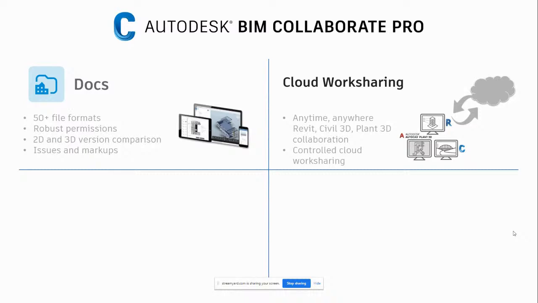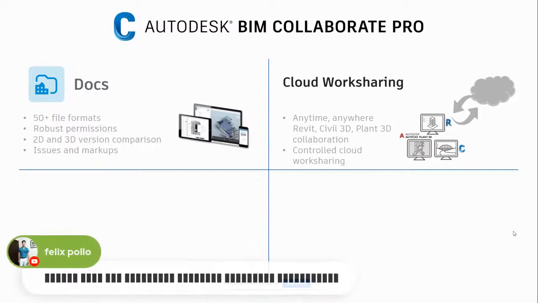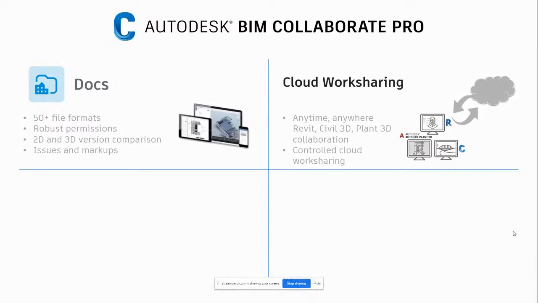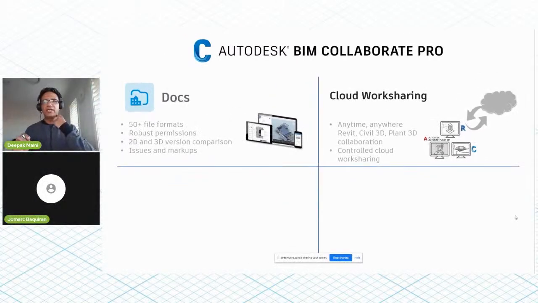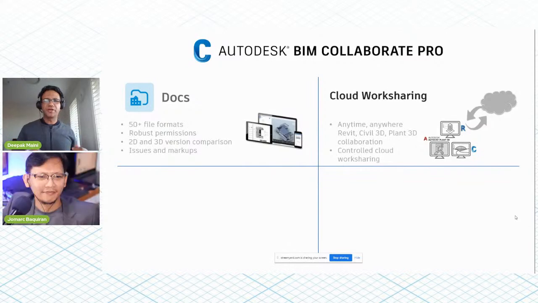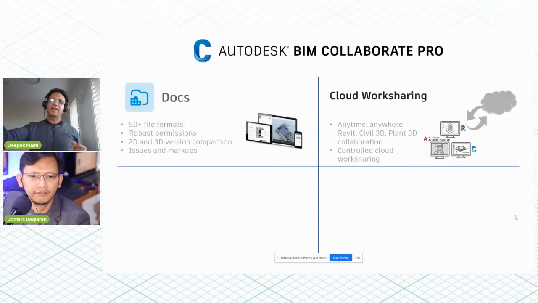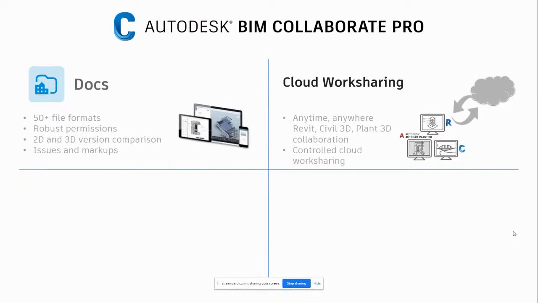The second part is cloud work sharing, which is the key focus of this presentation as well, where, as I mentioned earlier, the data is hosted on the cloud, which means that I can easily access the data from wherever I am in the world. But most importantly, for programs like Revit or Civil 3D or Plant 3D, I can have the data hosted on the cloud, and multiple members of my team can continue working on the same model or same project at the same time. We also have controlled work sharing, which is again something that I'll explain in detail in a few minutes.